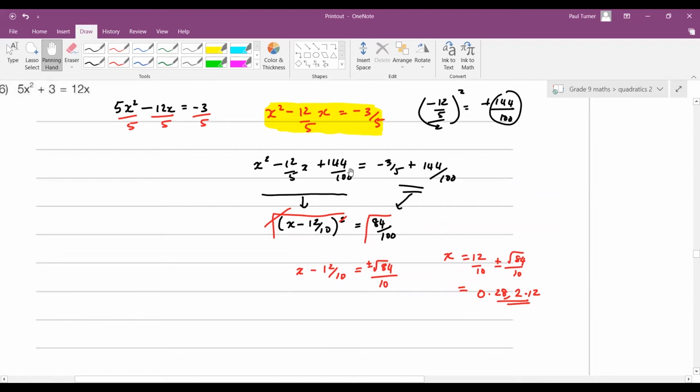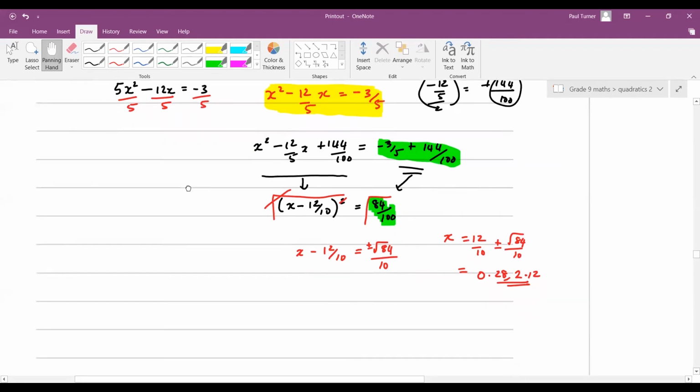Okay, just be careful with your dealing with your fractions here. At this point, you can use your calculator, so don't worry about doing that by hand. You can do that with your calculator if you want. Okay, so the next question.